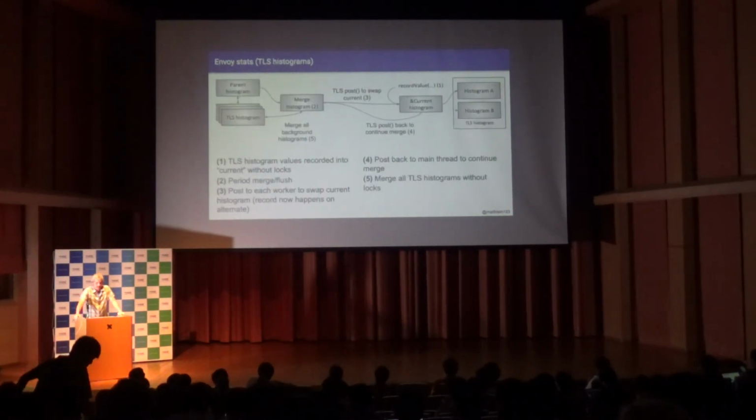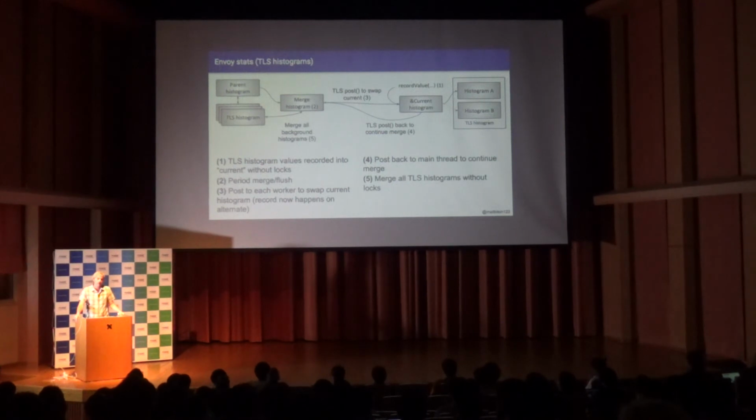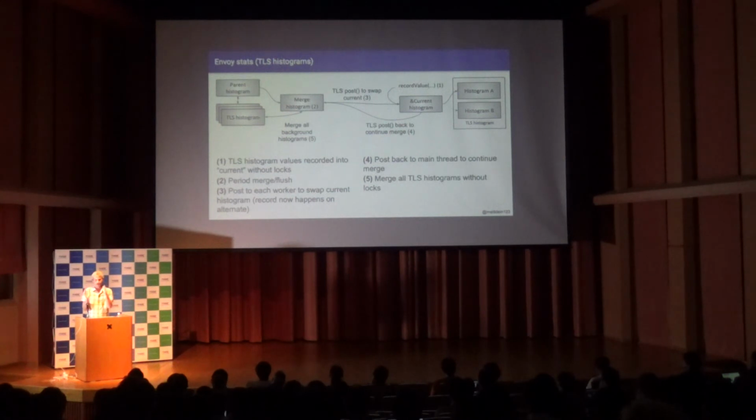So finally, let's look at histograms, because this is actually pretty interesting. From a histogram perspective, again, we don't keep histograms in shared memory, but we would like to do histograms lock-free. Histograms are used for percentiles. We have a parent histogram that's owned by the main thread, and then we have a TLS histogram on every worker. Each TLS histogram has two storage locations: histogram A and histogram B.